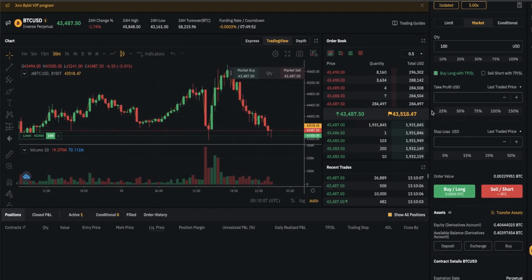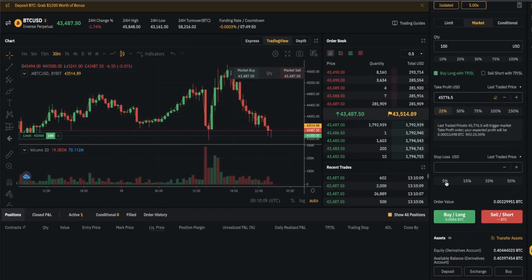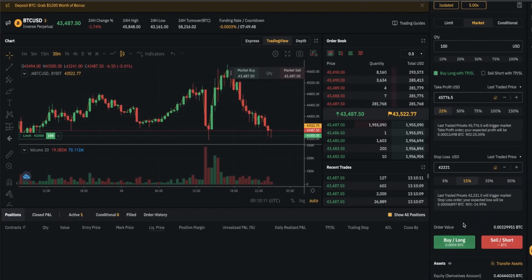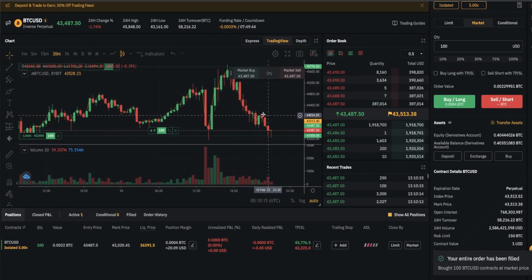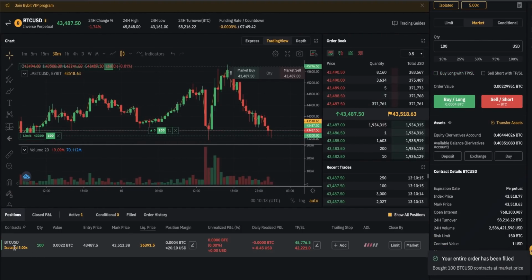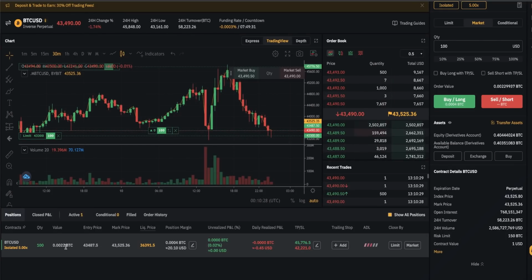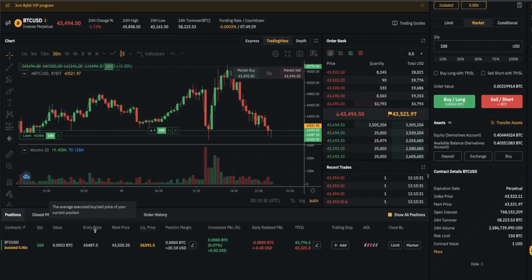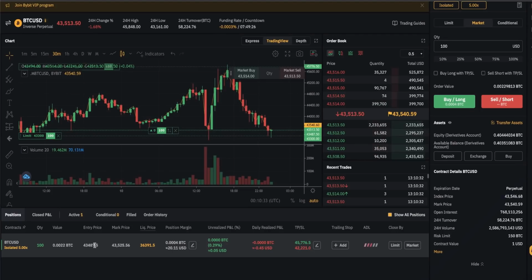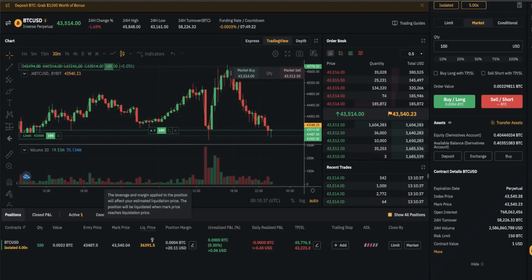We can do it with 25% take profit, 15% stop loss area, and go ahead and click on buy long there. Now we have our order up here. You can see all the details, isolated 5x, $100 quantity, each contract valued at $1. We have the value here of that position. We have the entry price that I got in at, the mark price as well. We have the liquidation price.